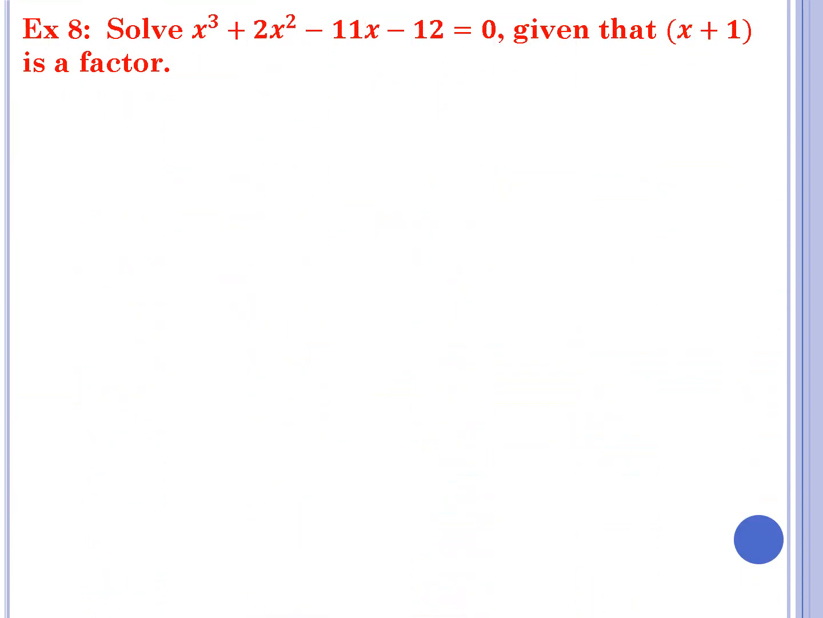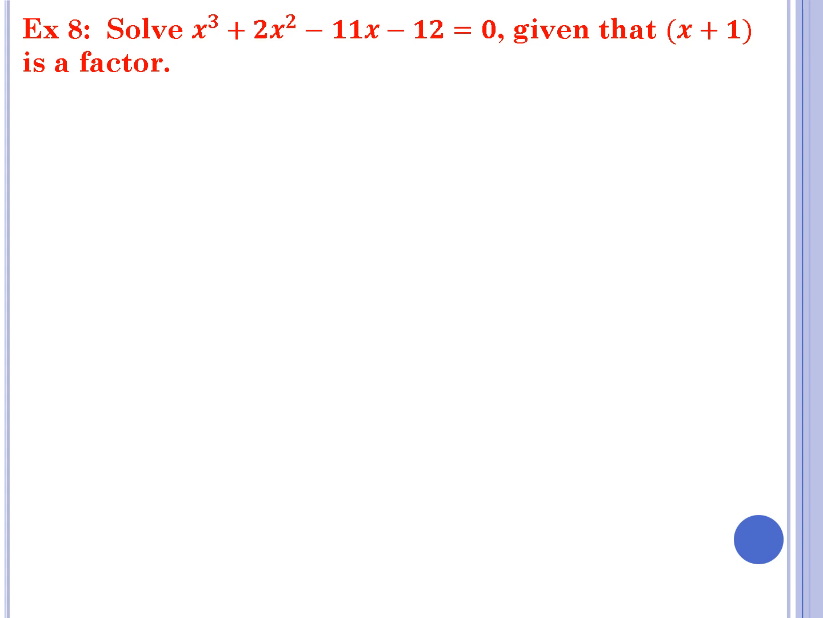Okay, so you are probably wondering, how does all this come together? How does this help us solve a polynomial? Well, we are going to use synthetic division and or remainder theorem to help us turn something we can't factor into something we can. Because if you look up, even factoring by grouping, that would not help us. So, solve x cubed plus 2x squared minus 11x minus 12 equals 0, given that x plus 1 is a factor.